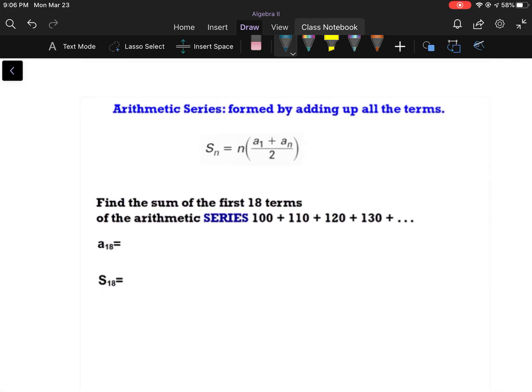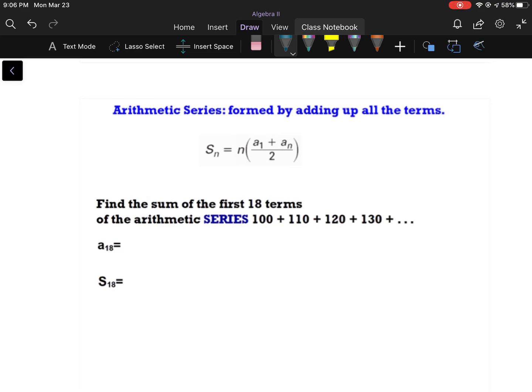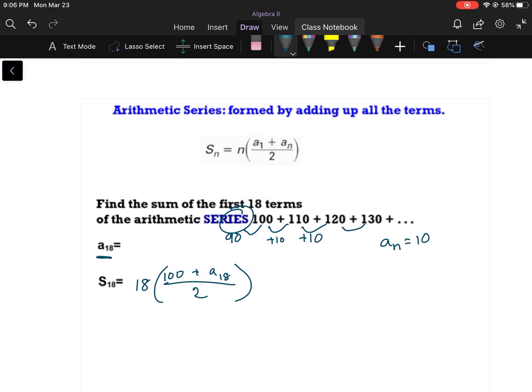So like I said, we've got S of 18. So what that means is we need the first number, and we are going to need the 18th number, divided by 2, times 18. So that's where I need to figure out a rule for any given spot. So I'm adding 10. My backward 0 term would be 90. So my rule, a sub n, is 10n plus 90.